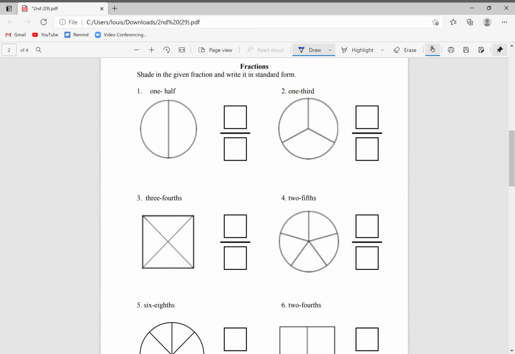Alright, fractions. Shade in the given fraction and write it in standard form. Now, fractions are simply a way of showing a part of a whole. So what do I mean by a part of a whole? Well, a fraction simply shows what one thing is in a shape, or a part per se.